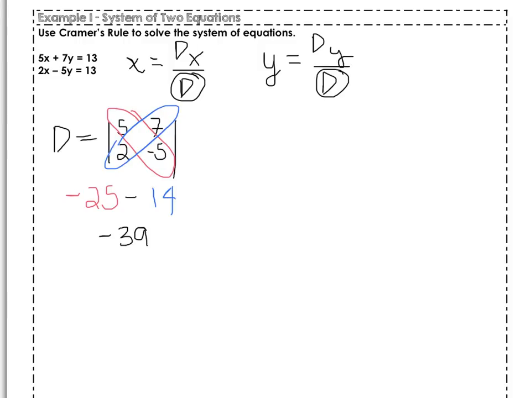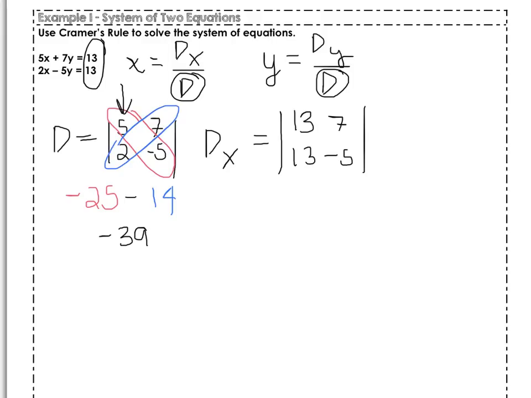Now, how do we create determinant Dx and determinant Dy? Well, determinant Dx is going to use the determinant D, but we are going to replace the x coefficient column with our solutions. So the coefficients for x are no longer a part of our determinant. However, the coefficients for y are still a part of our determinant. The solutions are going to fill in the first column because it represents the coefficients for x.